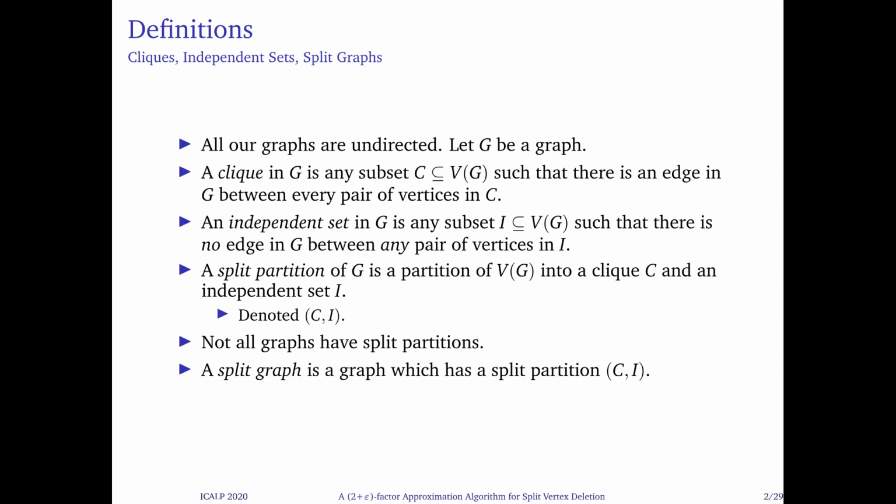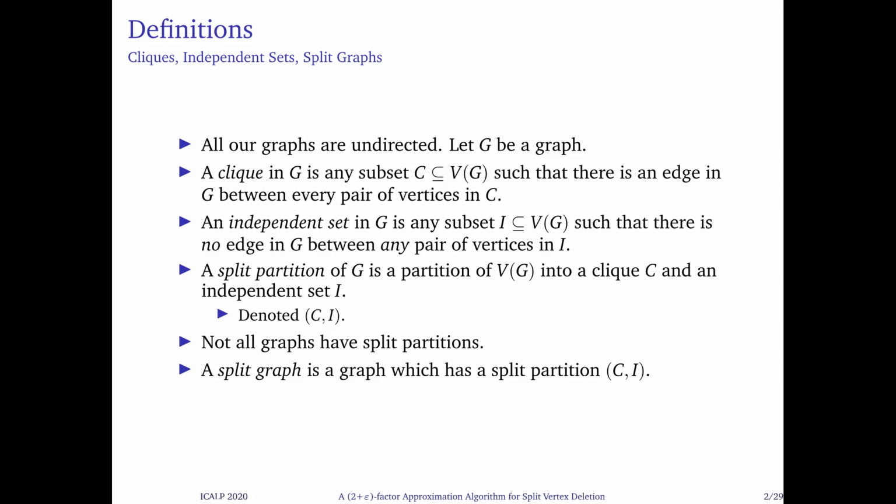All our graphs are undirected. A clique in a graph G is any subset of its vertices such that there is an edge in the graph between any two of these vertices. An independent set in the graph is any subset of vertices such that between any two of these vertices there is no edge in the graph.